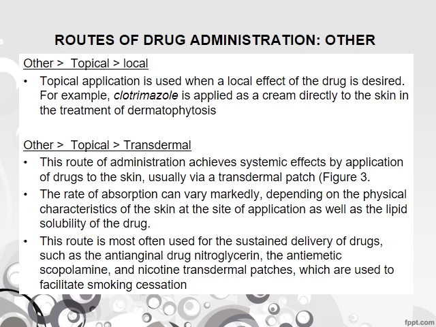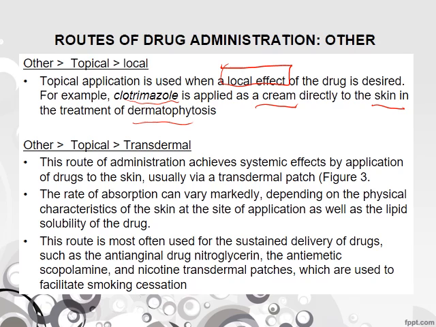Let's look into topical administration. Topical application is used when a local effect is needed. For example, clotrimazole is applied as a cream directly on the skin when we need to treat a fungal disease of the skin, for example, dermatophytosis. Other than that, we can apply drugs topically for transdermal effects.